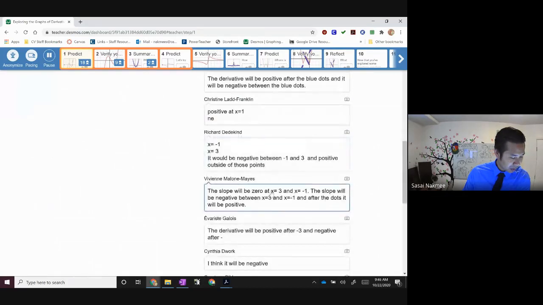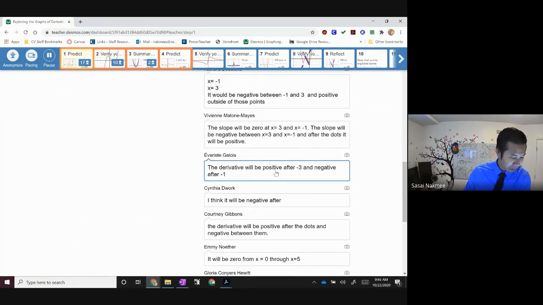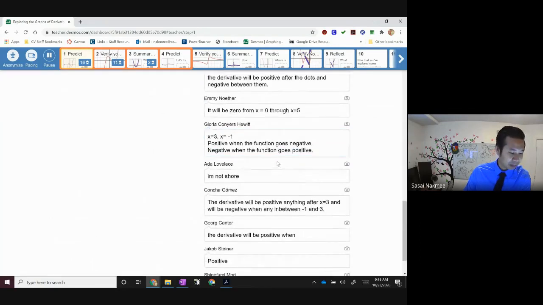It has the numerical values there. The slope will be 0 at x equals 3 and x equals -1. The slope will be negative between that, and after that, the slopes will be positive. I like that as well. These are great answers, by the way.